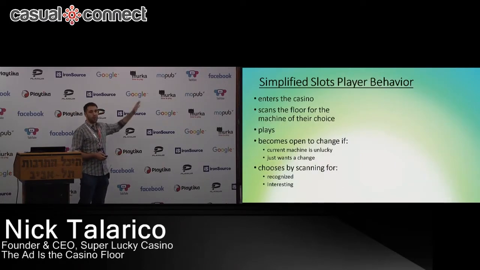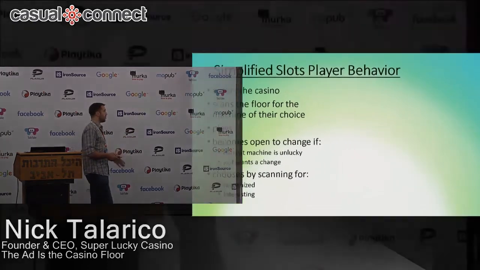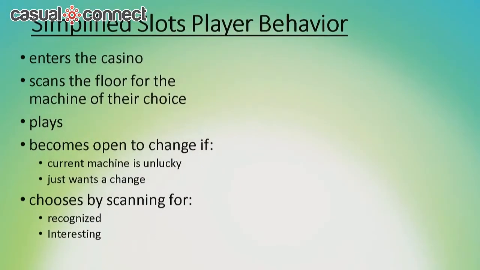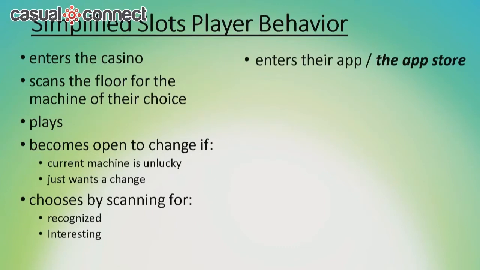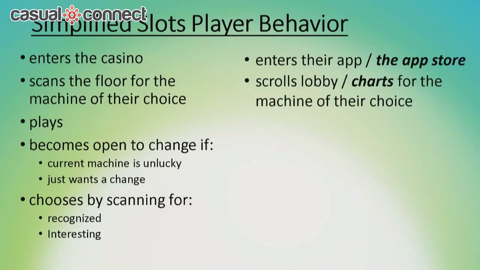So, very simplified slots player behavior. The user, like I just said, enters the casino, and in the mobile environment, they either enter the casino or the app store. Then they look around the floor for the game that they want to play. Usually it's one that they feel has been lucky for them or is currently lucky for them. If they're not scrolling a lobby of a game they already have installed, they scroll through the App Store to find a new app or a new machine of their choice.